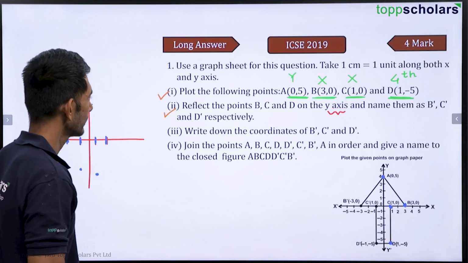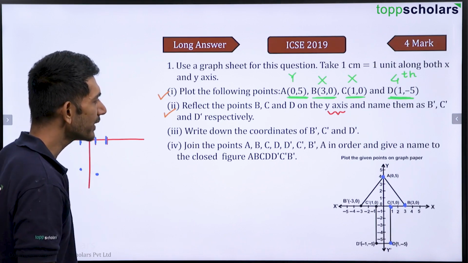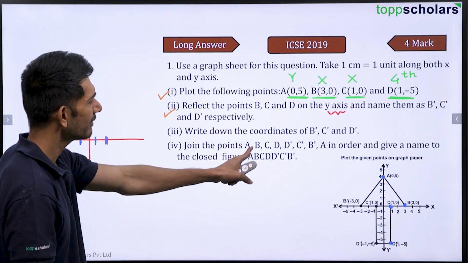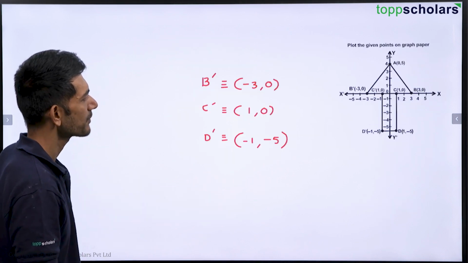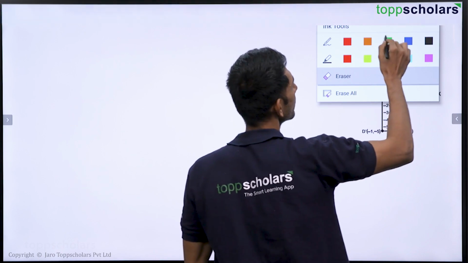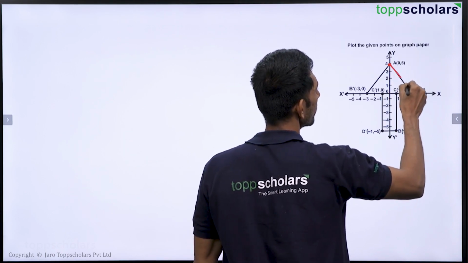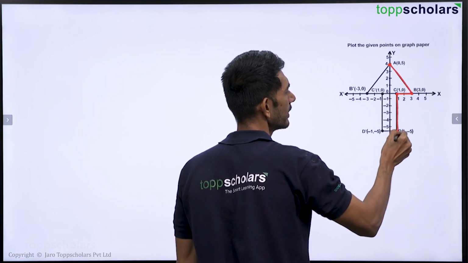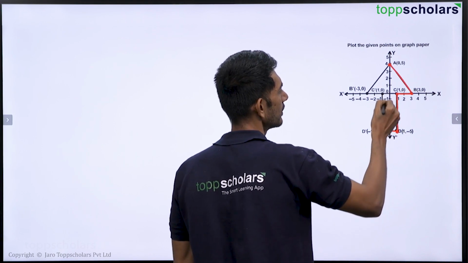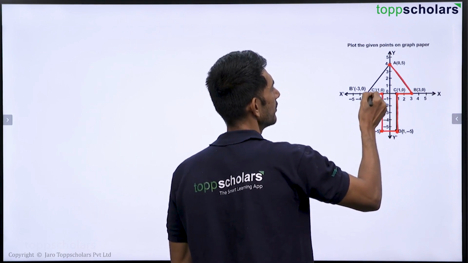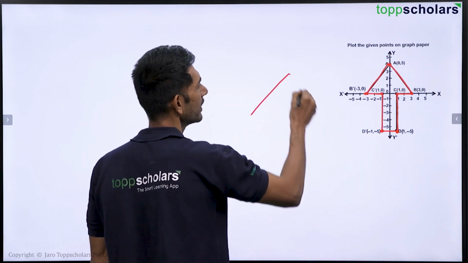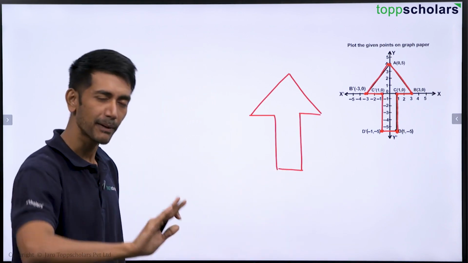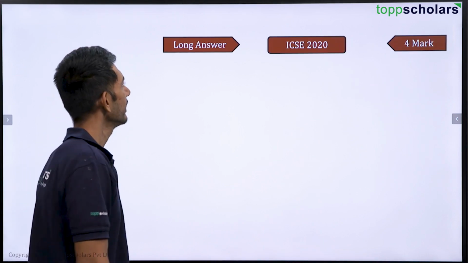So what is the next question? Then join the points A, B, C, D. Basically they are telling us to join everything. A, B, C, D, D', C', B', A. So if you see in order A, B, C, D, D', C', B', A. So basically we get a figure like this. After joining, that was the last part, that's it. Easy? Okay. Let's continue further.